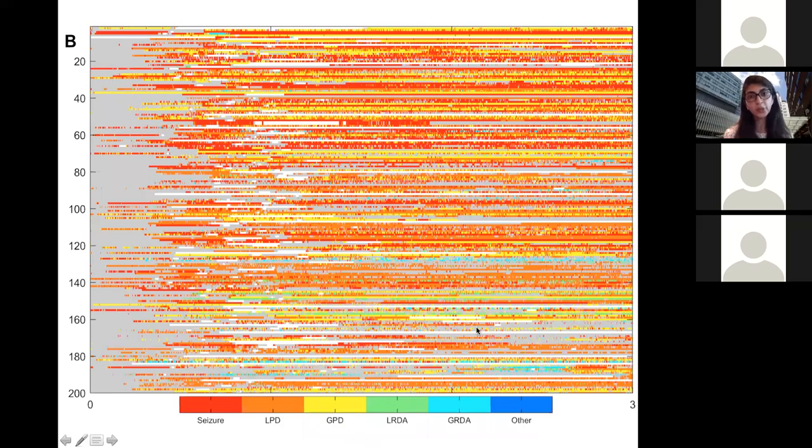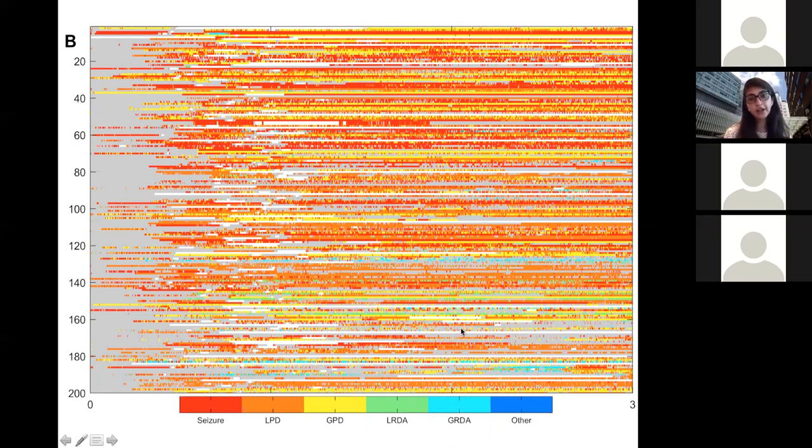This is just a blown-up version of the prior figure. On the y-axis, we're showing the first 200 patients. And on the x-axis is the first 3 hours of recording, and the color code signifies the pattern type. Red is seizures, orange is LPDs. The yellows that we see are generalized periodic discharges. Green is lateralized rhythmic delta, and blue is GRDA. And other just means either normal EEG or presence of artifact. It could include generalized or focal slowing, but just did not have any of the epileptiform patterns of interest.